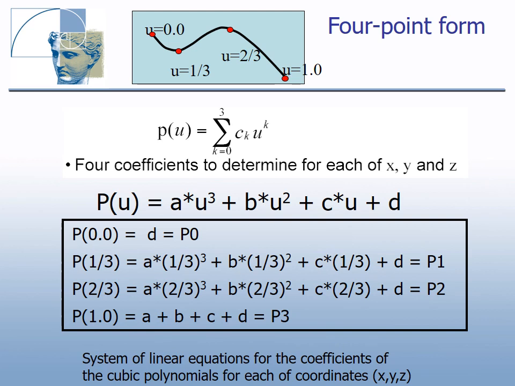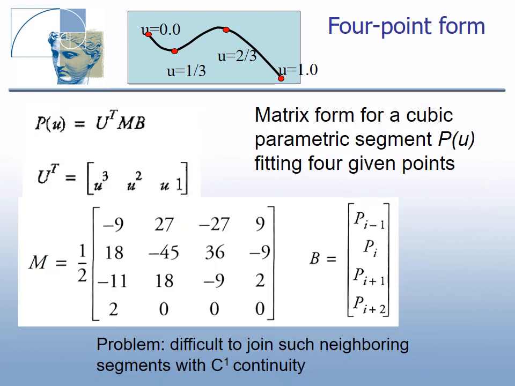Solving these 3 linear systems of equations, we obtain 3 cubic expressions, one for each of the coordinates of the curve segment. The solution of the above linear system can be represented in the matrix form U transpose MB for a cubic parametric segment P of U fitting 4 given points.